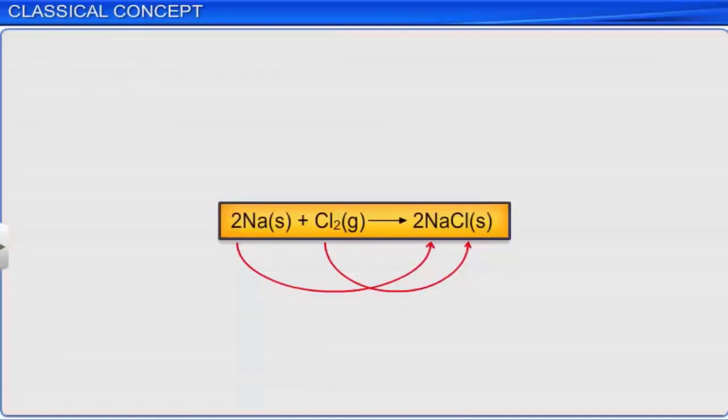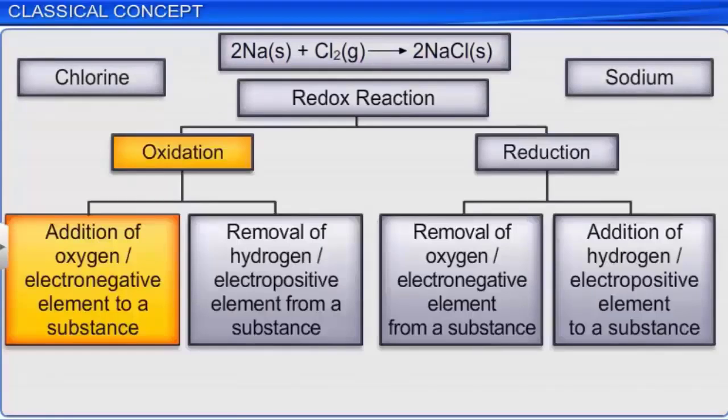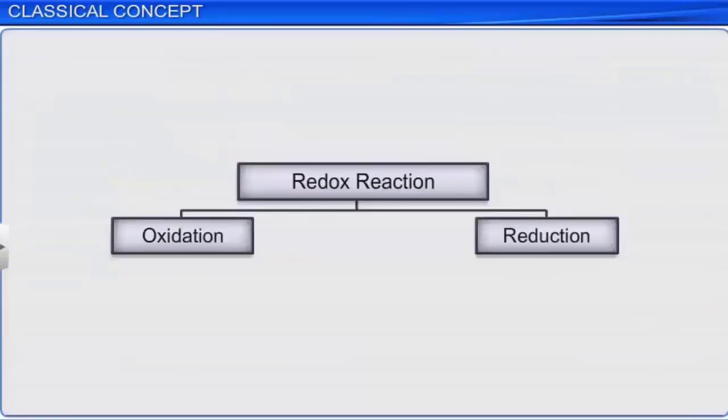Sodium is oxidized due to the addition of an electronegative element, chlorine. Simultaneously, chlorine is reduced because of the addition of an electropositive element, sodium. This proves that in a redox reaction, oxidation and reduction occur simultaneously.